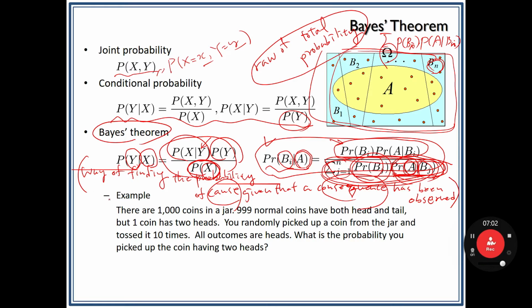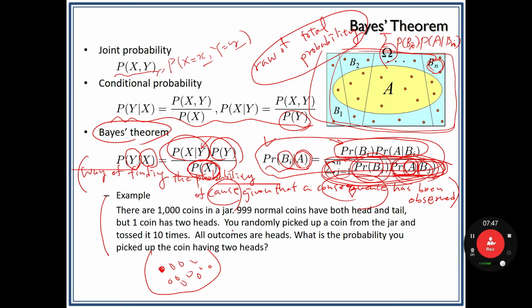Okay, then let's take a look at an example to better understand the Bayes theorem. There are 1,000 coins in a jar, and among those, 999 coins are normal, which means that these coins have both head and tail, but one coin has two heads. In this jar there are 1,000 coins, but we cannot see inside it. And we know that only one coin has two heads.